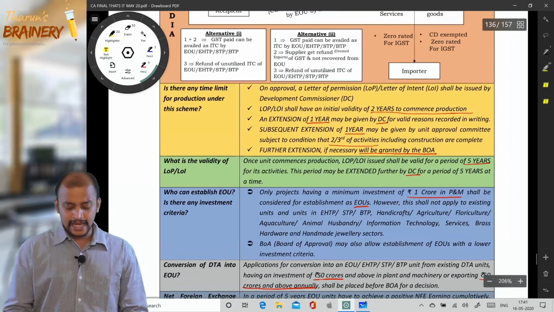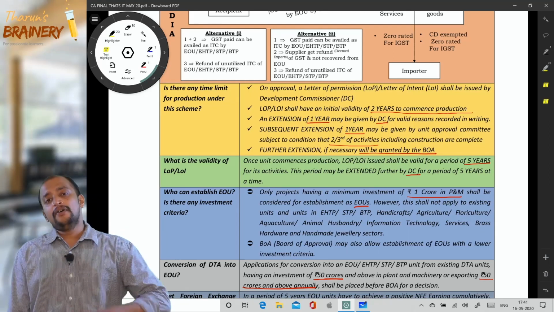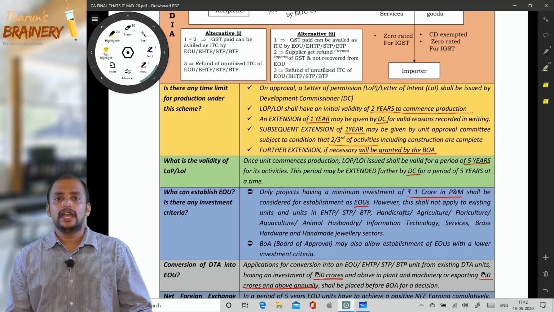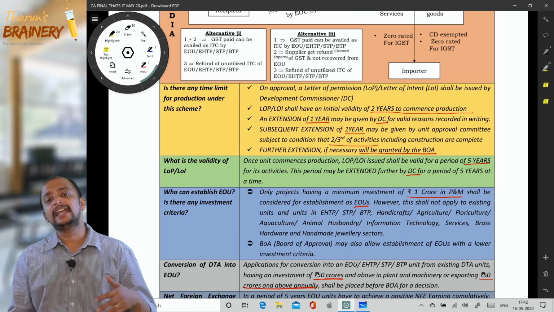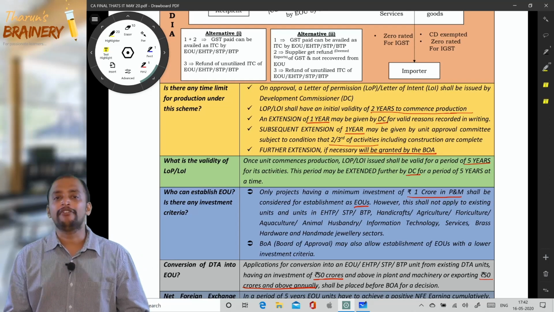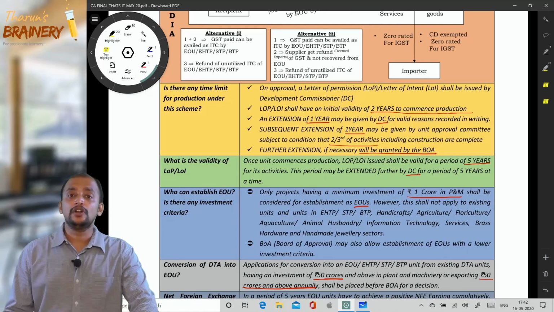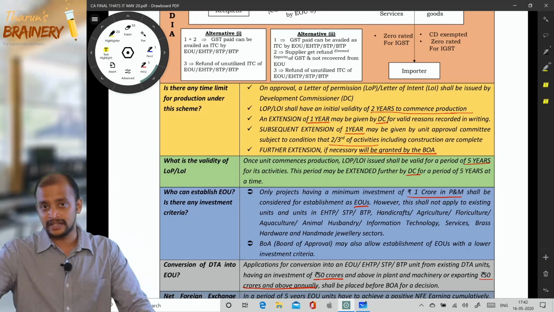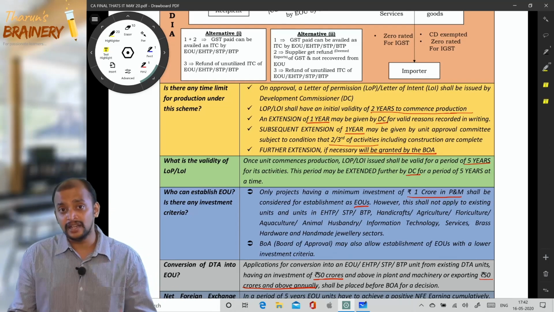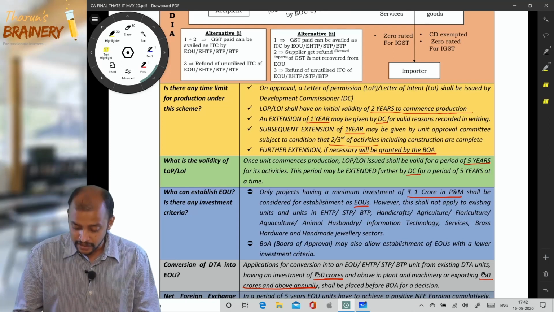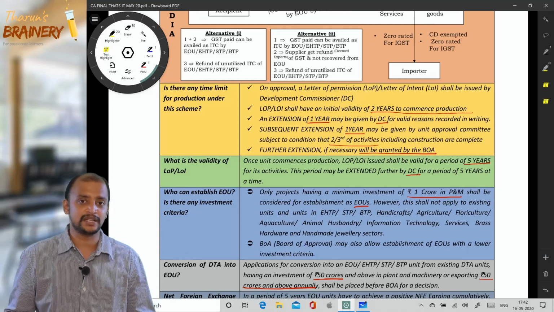Then, is there any time limit for production under this scheme? Yes. Whenever a person wants to start a business in EOU, EHTP, etc., they need to make an application to the Board of Approval, BOA. The Board of Approval will give a letter of permission or letter of intent. Once this LOP or LOI is given, within 2 years they should commence the production. That's the time limit.